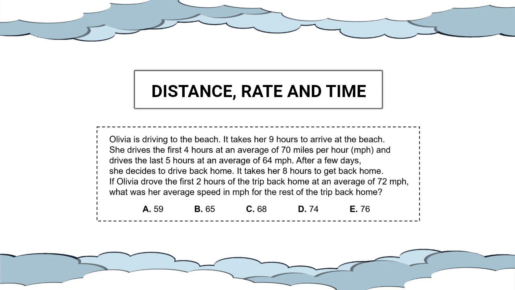After a few days, she decides to drive back home. It takes her 8 hours to get back home. If Olivia drove the first 2 hours of the trip back home at an average of 72 miles per hour, what was her average speed in miles per hour for the rest of the trip back home?